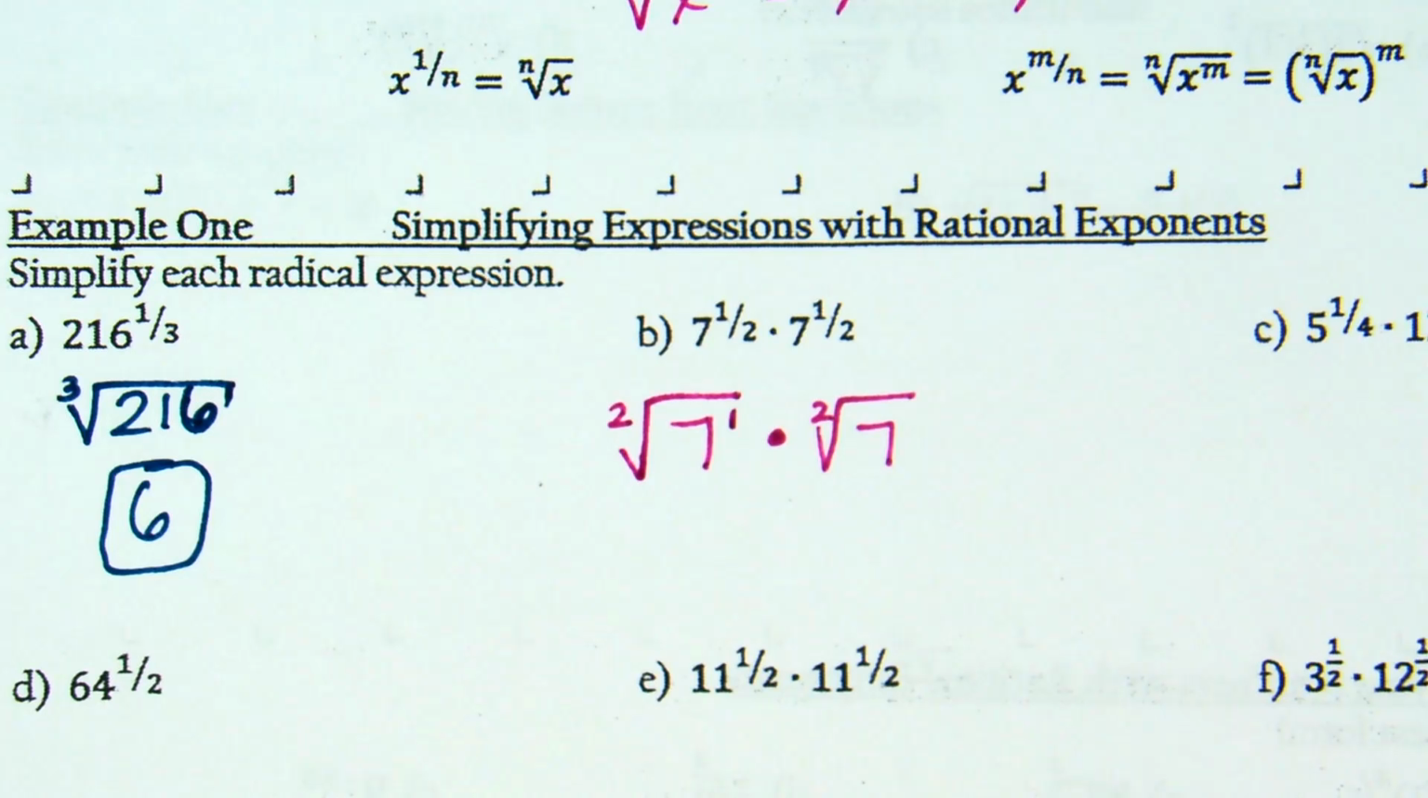Okay, you guys are going to have to talk to me and give me some of these numbers so I know what we're doing today. So C, 5 to the 1/4 times 125 to the 1/4.